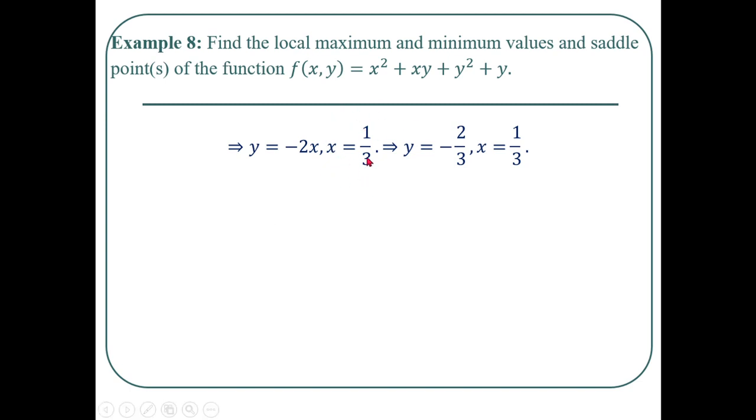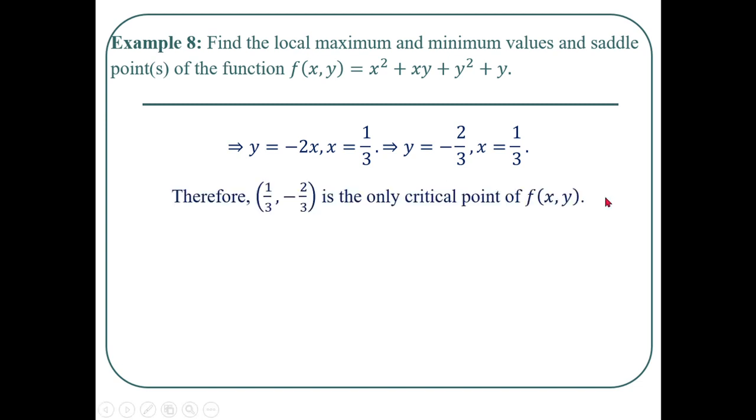Now we can substitute x is equal to 1 upon 3 in the first relation, y is equal to minus 2x. So we get y is equal to minus 2 upon 3 and x is equal to 1 upon 3. So (1/3, minus 2/3) is the only ordered pair of critical point of the function f(x,y).